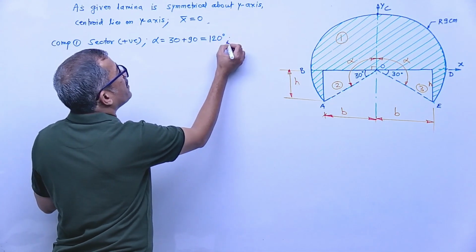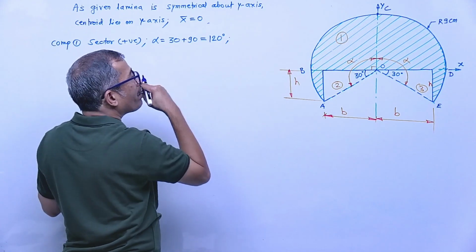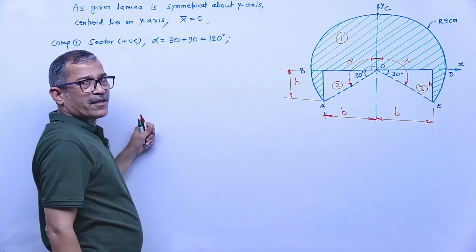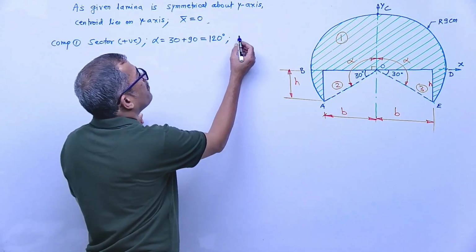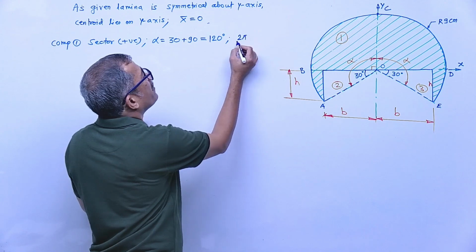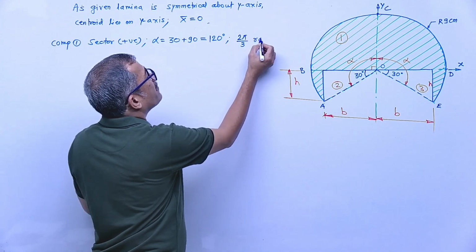120 degrees, in radians how much? 60 degrees is pi by 3, 180 degrees is pi. 60 means pi by 3, so this is 2 pi by 3, can you say? 2 pi by 3 radians.